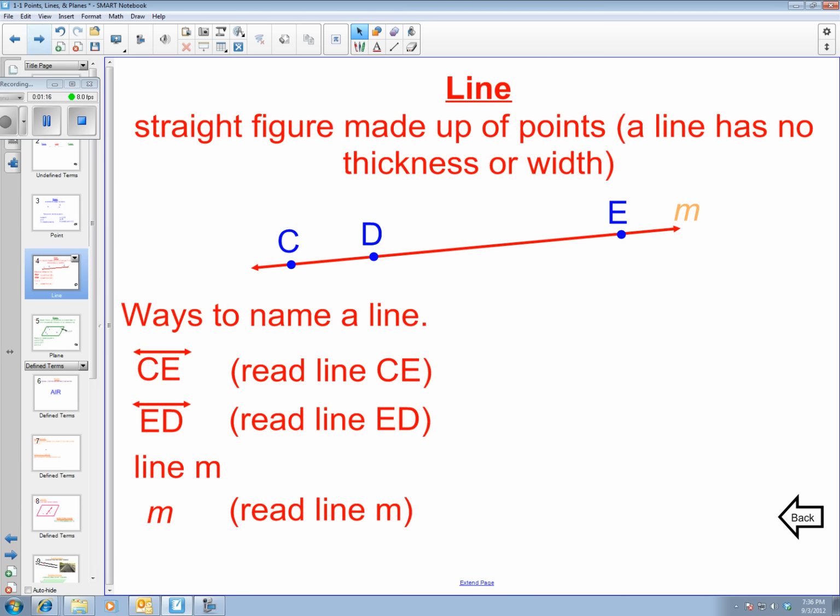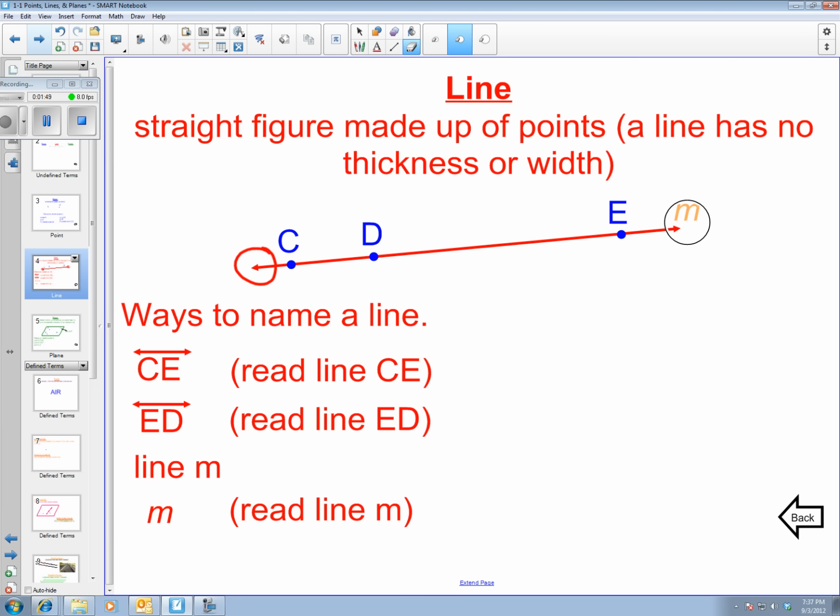A line. A line is a straight figure made up of points. Similar to a point, a line cannot be measured. It has no thickness and it has no width. In the picture you see here, we have the red line drawn on the paper. You'll notice that red line has arrows on the end of it. These arrows are very important. Lines will always have arrows on the end of them.